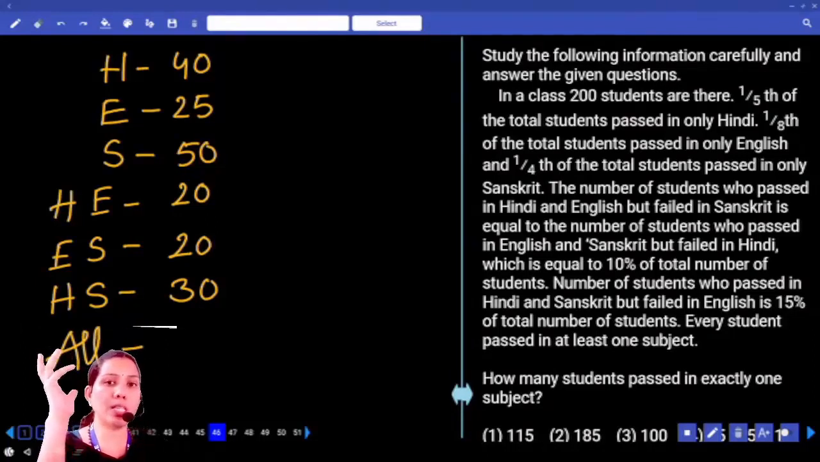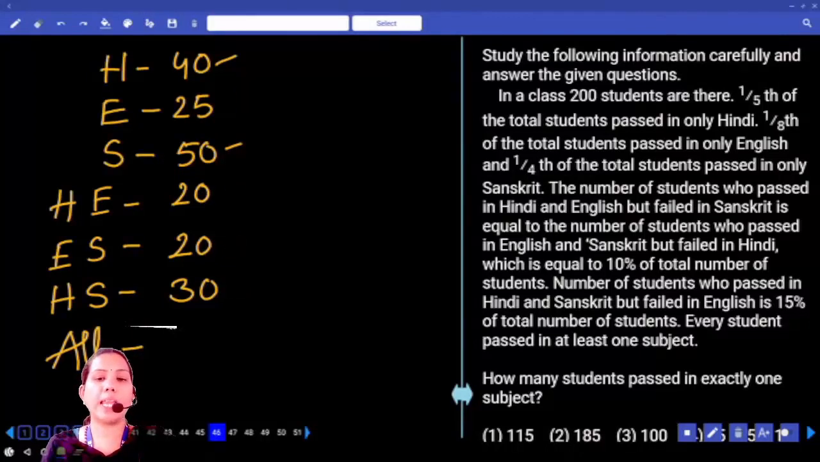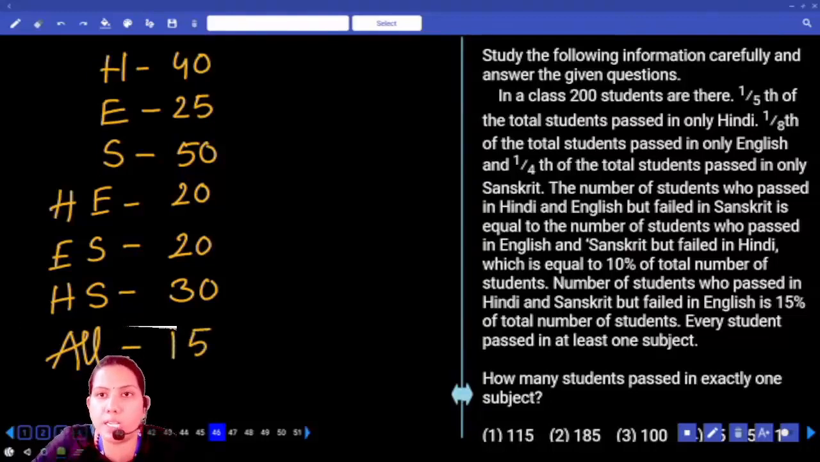What is the total number of students? 200. What is 40 plus 50? 90 plus 20? 110 plus 50? 160. 160 plus 25? 185. So the remaining is 15. So the number of students who passed in all the subjects is 15.